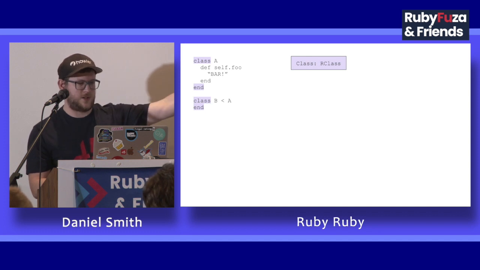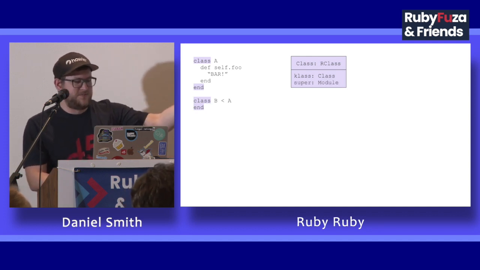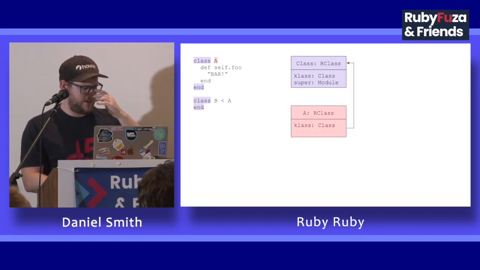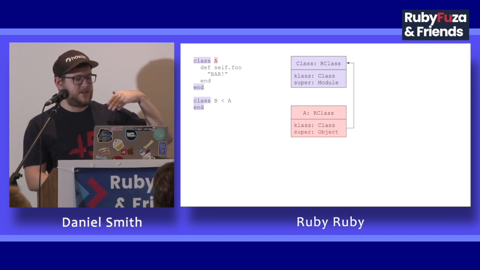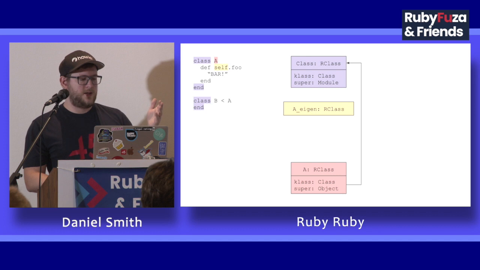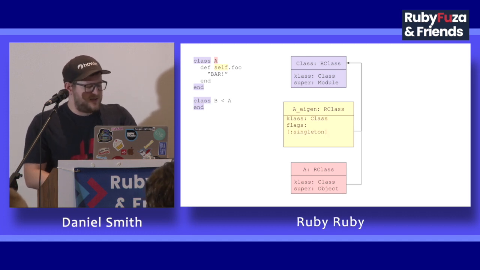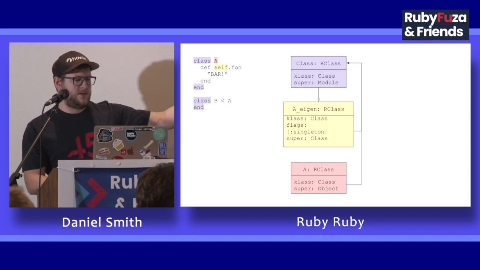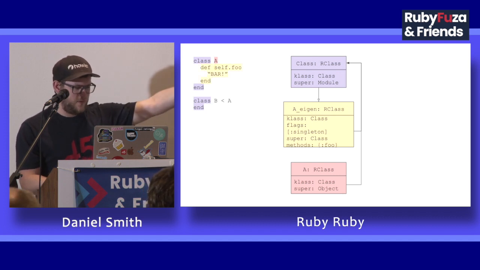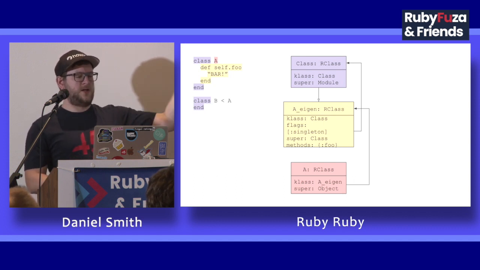Okay, right, let's see our class. Here's the class. It's a class of Class, and its superclass is Module, which is also a class. Okay, here's A. It's a class. It's an instance of Class, and its superclass is Object. Okay, all right, so we're going to def self.foo. There's going to be an eigenclass for the class. So we've got A eigen, and its class is Class, and it has the singleton flag, and its superclass is also Class, because A is an instance of Class. All right, and there's the foo method on it, and now we set A to be an instance of its own eigenclass, which inherits from Class. Okay, right.